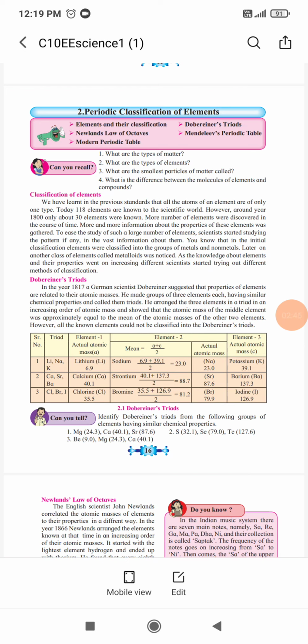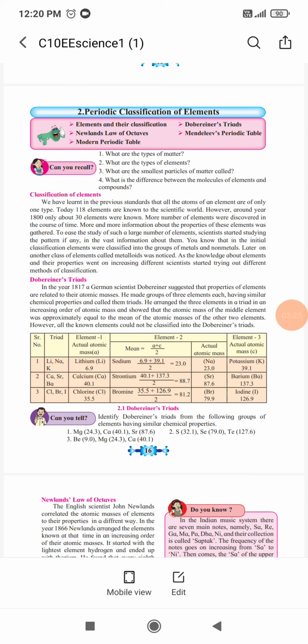He told about this: the atomic mass of the middle element of the triad is the arithmetic mean of the first and third. As an example, take calcium, strontium and barium. The atomic weight of calcium is 40.9, barium is 137.3 and strontium is 88.7. When you add the weights of calcium and barium and divide by 2, you get the weight of strontium. This is according to Dobereiner's triads.